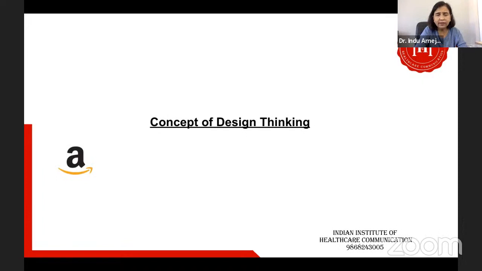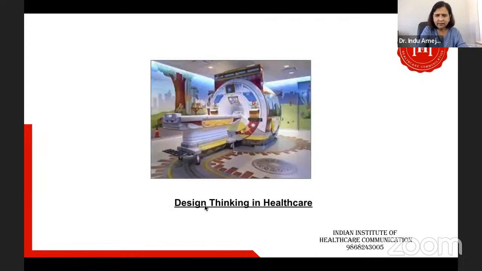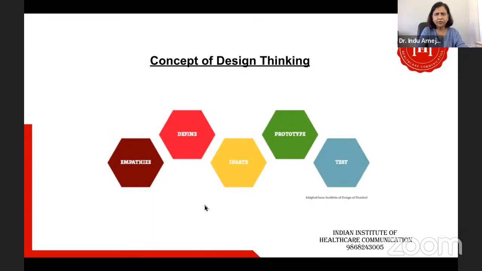If you look at Amazon, Uber, Vfast, Oyo, Zomato, and even IHC, they are all working on the concept of design thinking. Let me explain to you. Design thinking has 5 clear-cut phases. The first one is empathize.